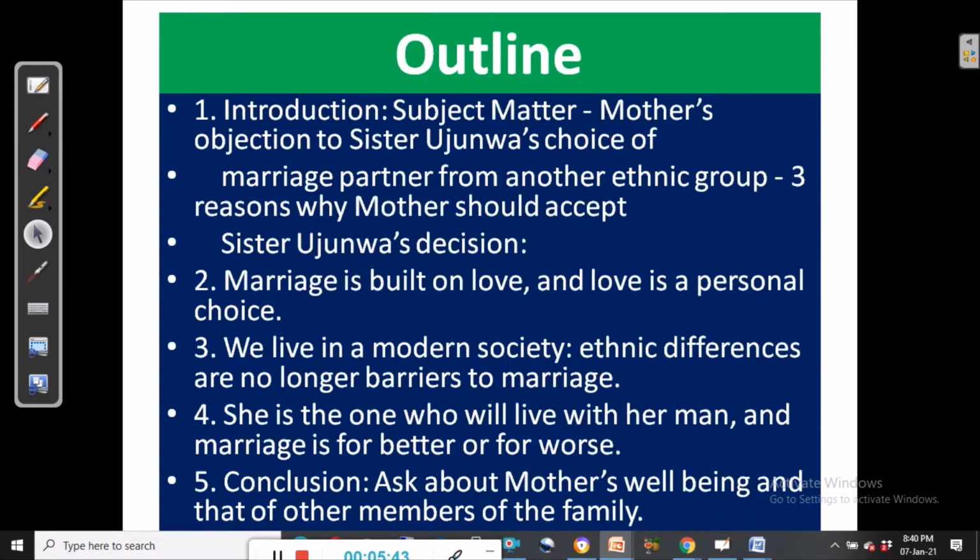All right, then your outline will be the points you jotted down, and this can be a possible outline based on the letter we have been asked to write. Now, the introduction.